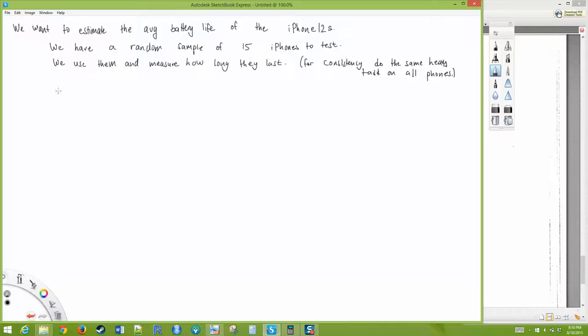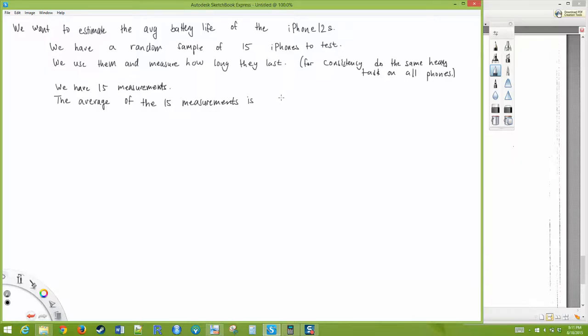Okay, so how many measurements are we going to get? 15. Right, okay, so we have 15 measurements, but rather than looking at all 15 of them, we're just going to look at the average of those 15. What will it be? The average of the 15 measurements is, so iPhone 12S, how long can it do GPS navigation and stream YouTube videos together?